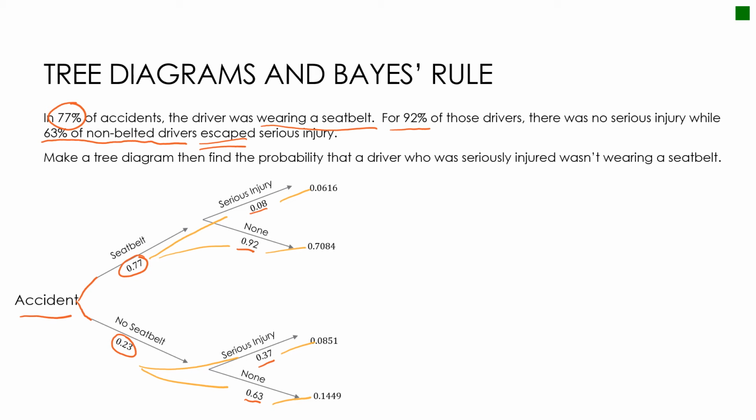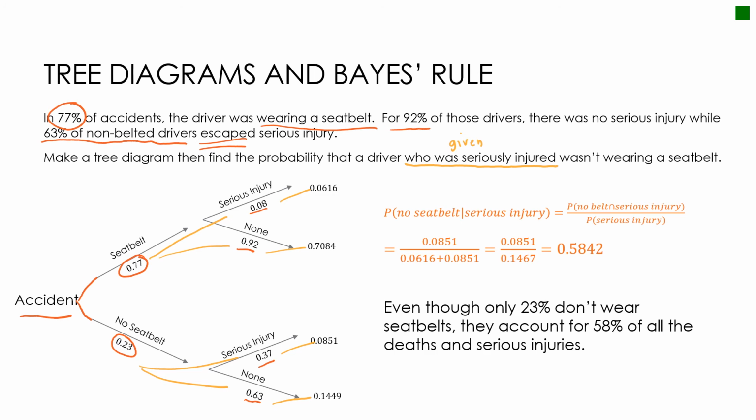So now it's time to look at the question. The question says, find the probability that a driver who was seriously injured, so this is the given, wasn't wearing a seatbelt. So I am finding the probability of no seatbelt, because it says wasn't wearing a seatbelt. So the probability of no seatbelt, assuming was injured.